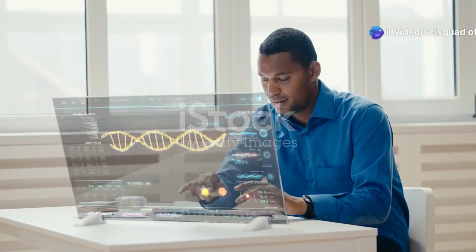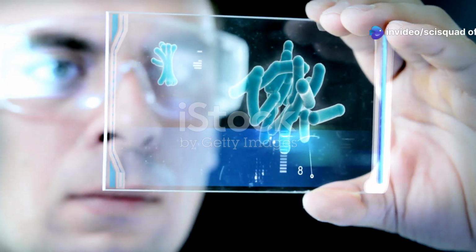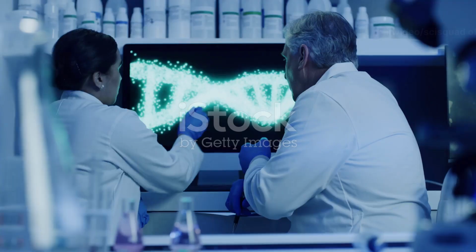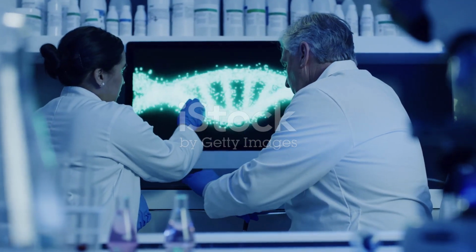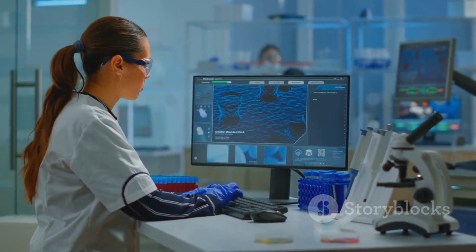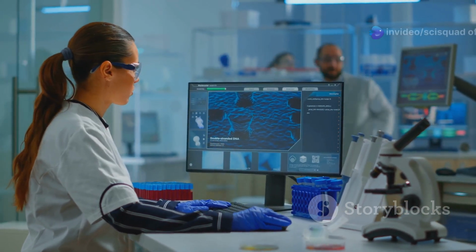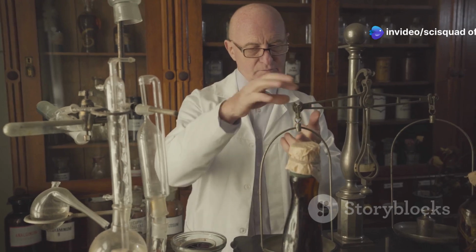Imagine a language written with only 4 letters. This language is DNA, the blueprint of life. It dictates everything about us. Frederick Sanger made it possible to read this language in 1977. His Sanger sequencing revolutionized biology.